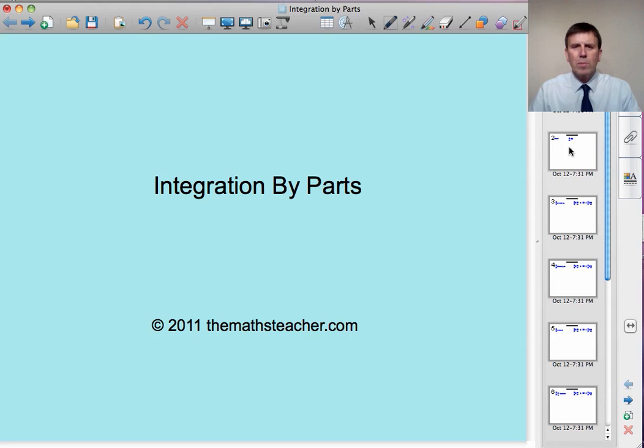Hello, and welcome to a lesson on integration by parts. In this lesson, I'll begin by introducing the formula for integration by parts, and I'll show you where it comes from. We'll then work through 7 examples when we examine all the different typical A-level questions on this topic. The first 4 examples will be indefinite integration, and the last 3 will be on definite integration.